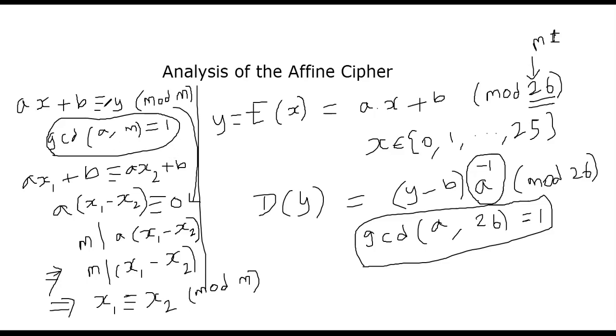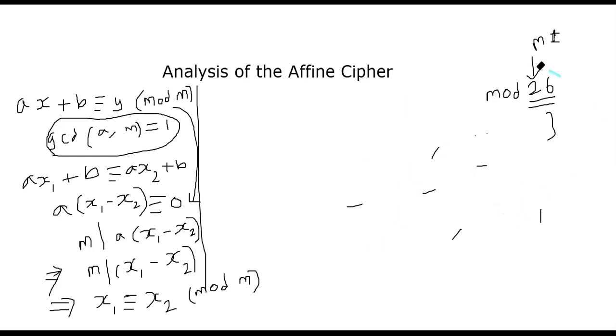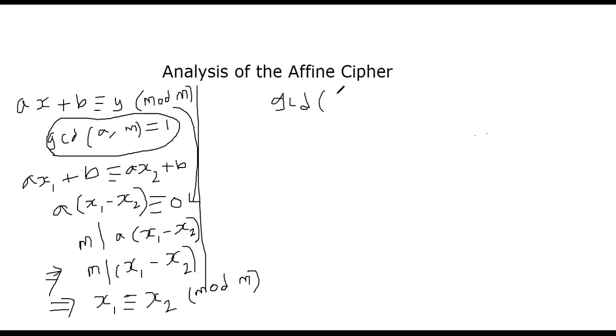Now we can go backwards, meaning given that the function is one-to-one, we want to argue that GCD of a, m is 1. How do I do that part? Let me explain that very quickly. I'm going to use a proof by contradiction technique. So I'm going to argue what happens if the GCD of a, m is some number d, which is more than 1.